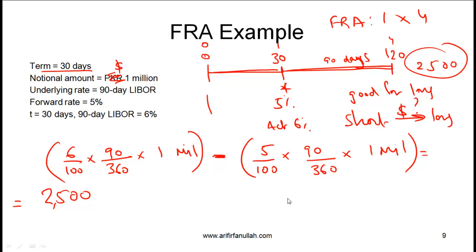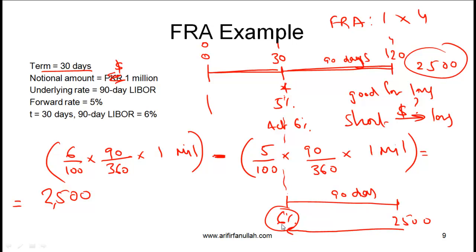So I'll just draw this again over here. So now we are on day 30, and after 90 days, the short has to give the long 2,500. But the short and the long don't want to wait for 90 days. They know that the current interest rate is 6%. So why not simply discount this 2,500 back to day 30, which is now the present, and figure out how much money the short has to pay the long, and then close out the deal.